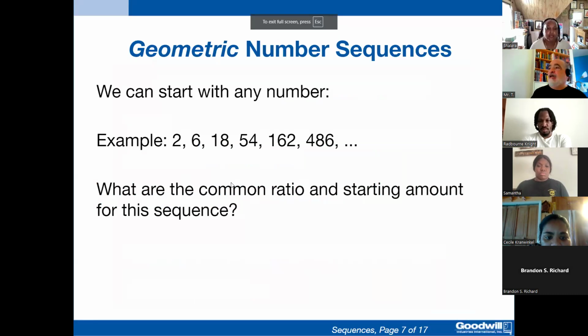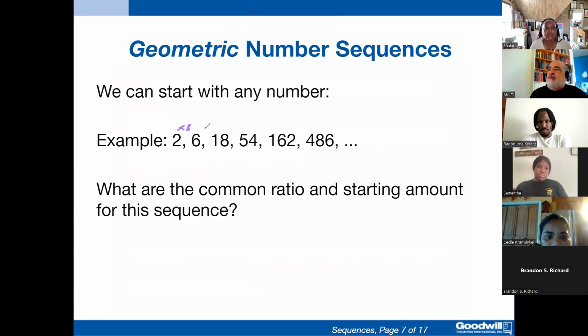Okay. So with a geometric sequence, we can start with any number. Doesn't have to be 1. So for example, 2, 6, 18. What's the common ratio here? What are we multiplying by? 3. Good. So each time we're multiplying by 3.